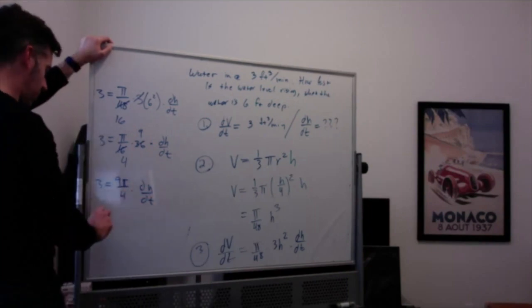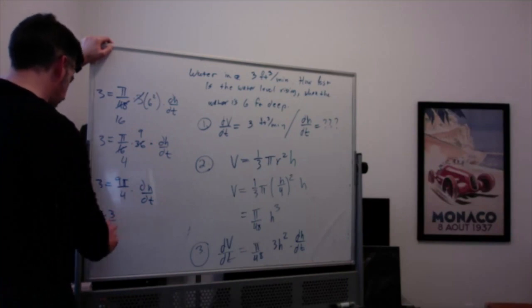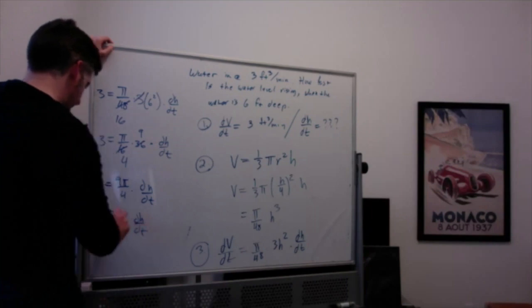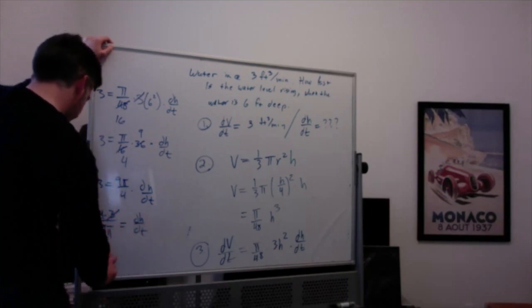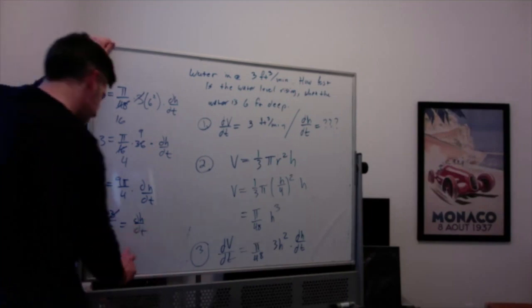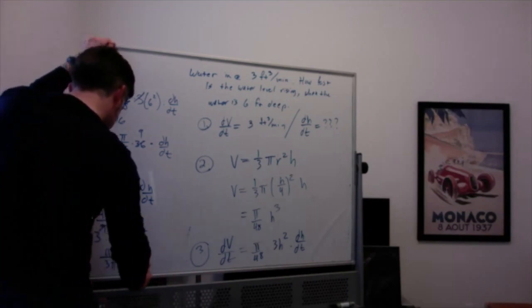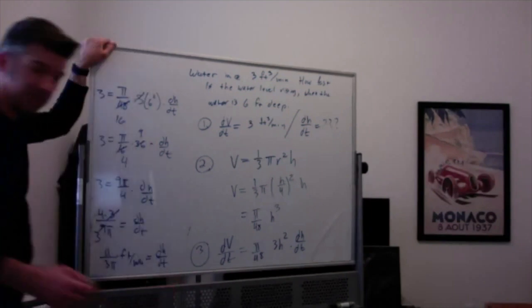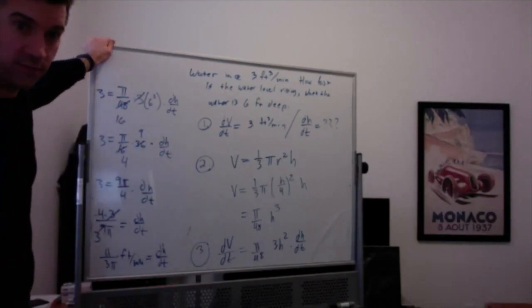Multiply both sides by the reciprocal, and you get 4 times 3 over 9 pi equals dh dt. Canceling a 3 there and a 3 there, you get 4 over 3 pi feet per minute is equal to dh dt. How fast the height of the water is changing.